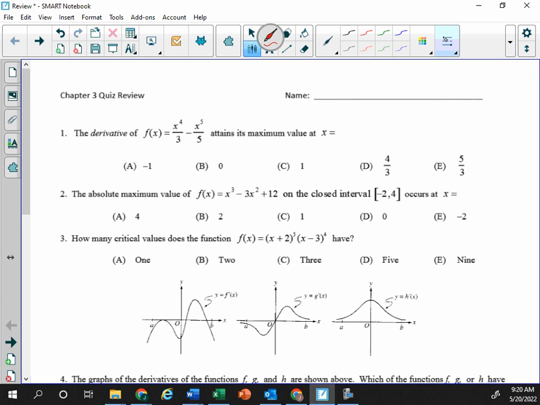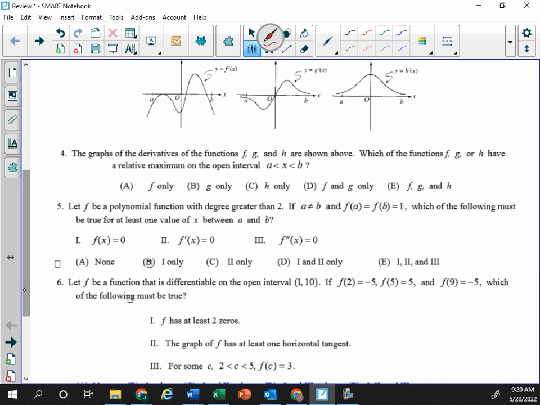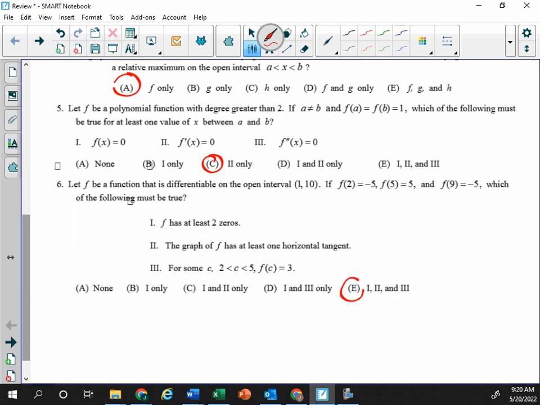I think a lot of you probably checked the key online already, but let me mark the answers, and then any you need an explanation on, let me know. And then 4 was A, 5 is B, and 6 is E.